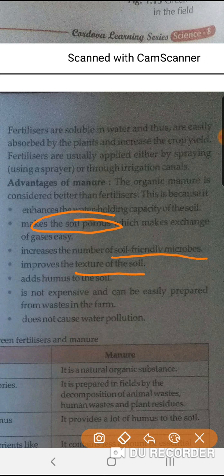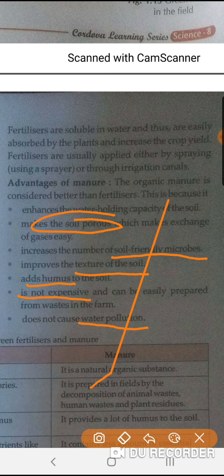The texture of the soil it also improves. Then it adds humus. It is not expensive. As it is prepared from waste materials, we can see that it is not expensive and it does not cause any type of pollution. So these are the important points. Fine.